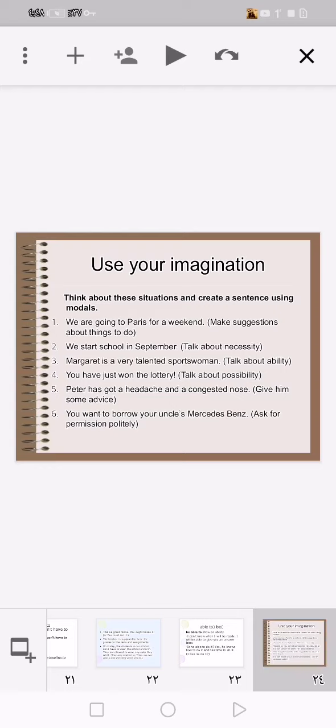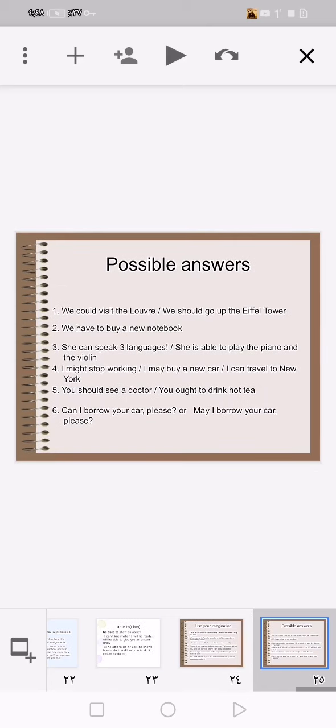Number 1, pay attention: we are going to Paris for a week. Make a suggestion about things to do. فشو تصير الإجابة طلاب؟ الإجابة هنا the possible answer: we could visit the Louvre. We should go up the Eiffel Tower.